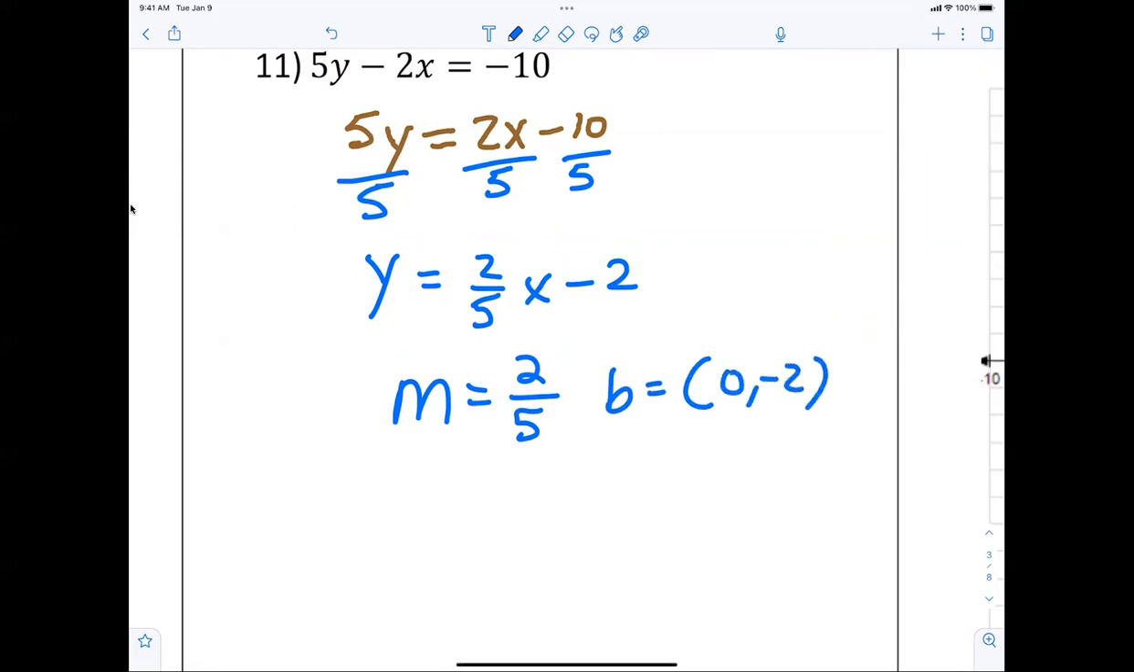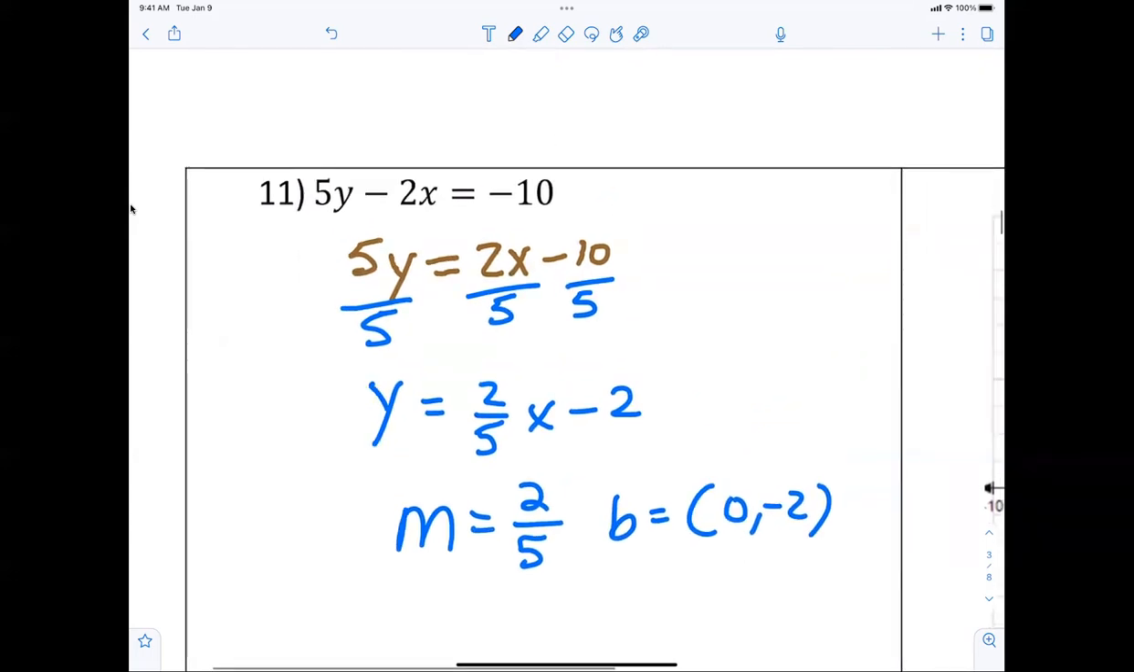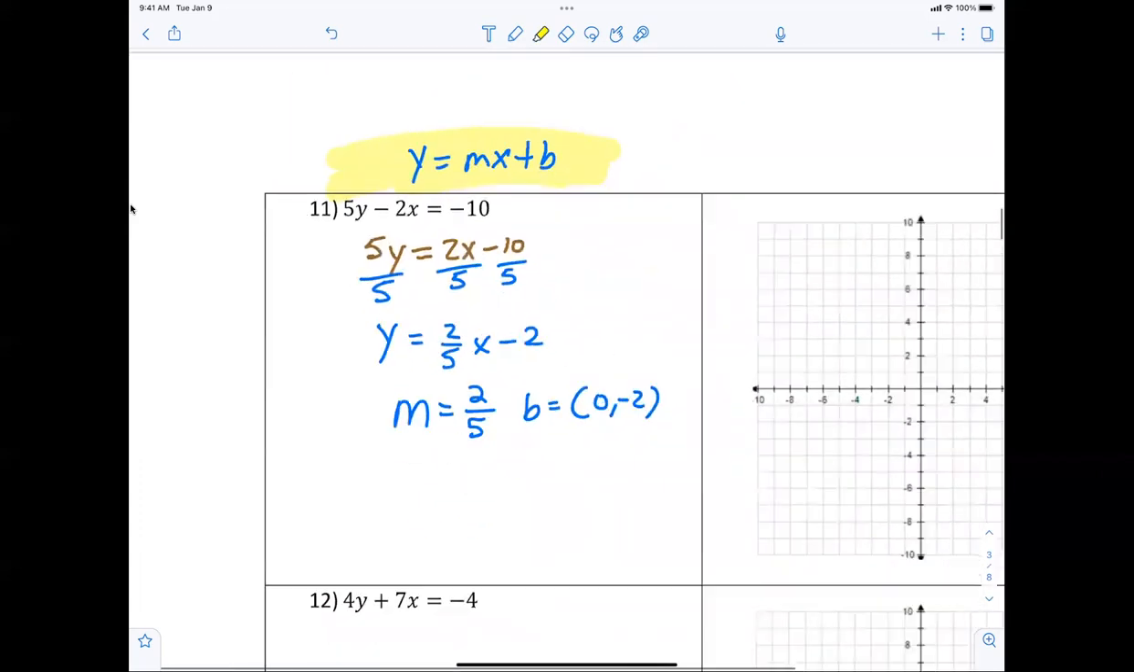What? 2x in front of negative. Yeah. Why wouldn't it be? Y equals mx plus b. That's our objective. All right, that's why. This is our objective. Anybody else have any questions with that? Now continue graphing.